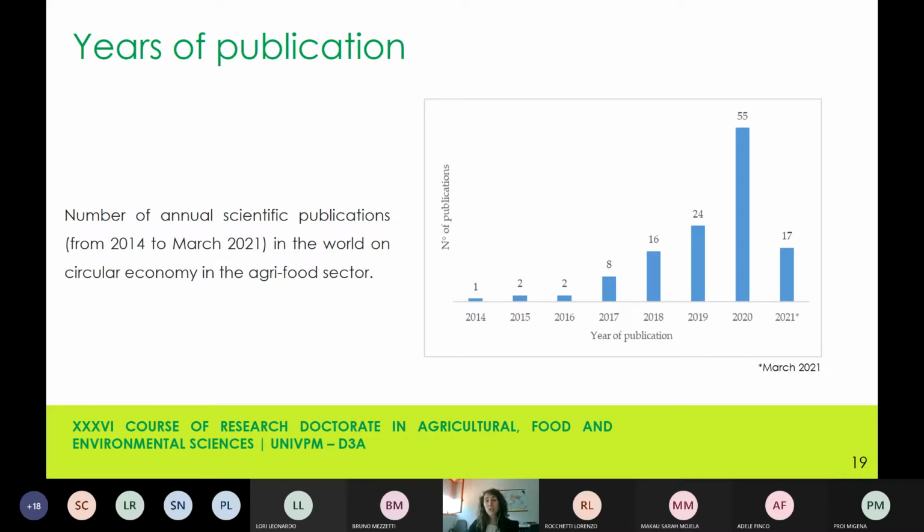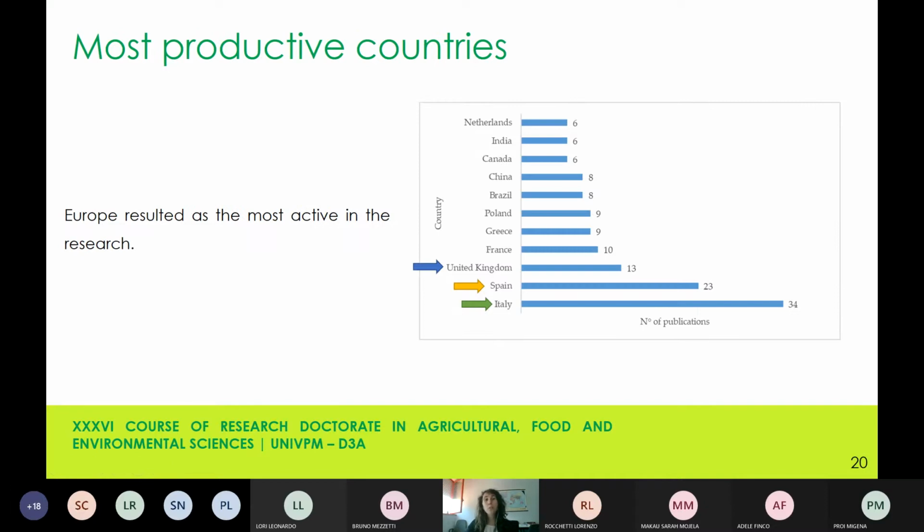So for the year of publication, we can see that using that particular combination of words, the first article that I was able to find was in 2014. Then we can see an exponential increase, in particular starting from 2017, with an increase of more than 500% in terms of scientific publications. Obviously, you can see that for 2021 we are still at 17, but that is because my search stopped in March 2021.